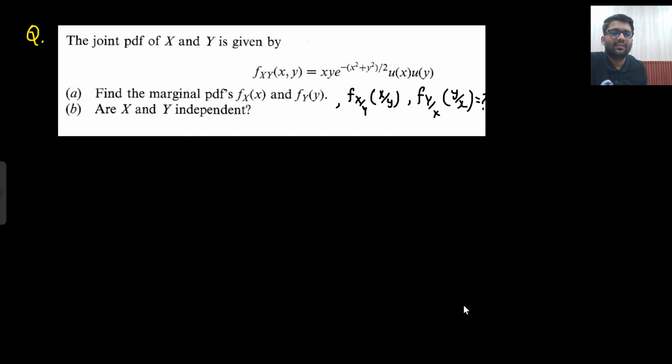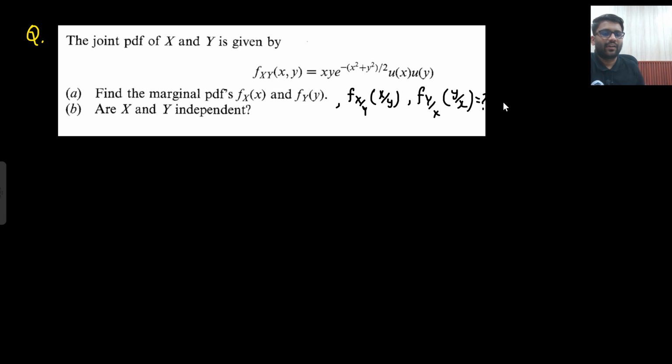In this question they are asking: the joint PDF of x and y is given. Find the marginal PDFs f(x) of x and f(y) of y. Are x and y independent? Along with that, you need to find the conditional PDF as well. All these things you need to find. Well and good. So first let's find the marginal PDF.